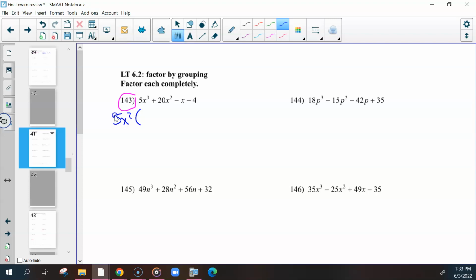So if we divide 5x squared out of just the first 2, we have x plus 4. Then of the last 2, we're looking for what these 2 have in common. We can divide out a 1, but because this is negative, this would become negative 1. So this would be x plus 4 when we divide that out again. Then we take the numbers outside of the parentheses, and we have 5x squared minus 1 as one of our factors, and x plus 4 as the second.